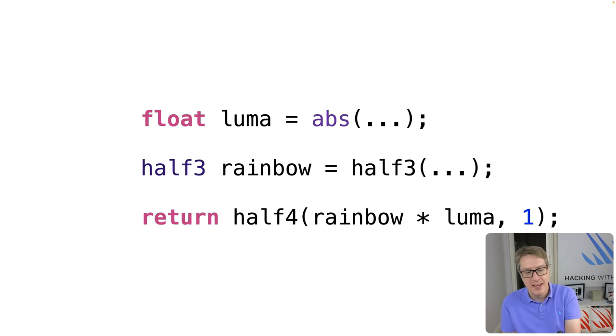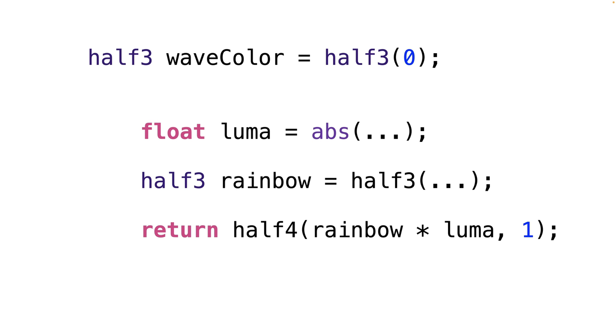Anyway. Let's go further. Here's currently how we calculate our pixel color. Get the brightness, get the rainbow color, and set a new color. I've hidden some parts behind dot, dot, dot. They aren't changing here, they're not important here. What we're going to say is, rather than calculate the color from the rainbow at the last line there, I'm instead going to start off with a wave color of half three zero, which means really red zero, green zero, blue zero, RGB to 000. Okay, that's our wave color.